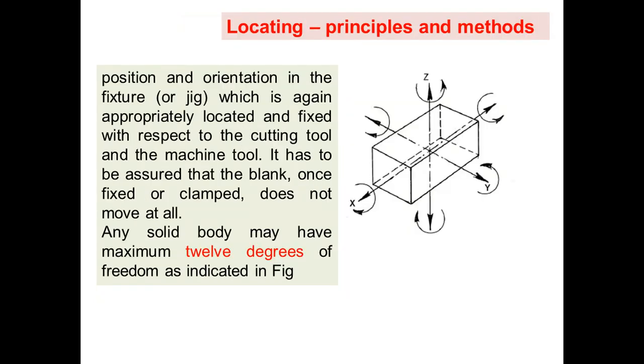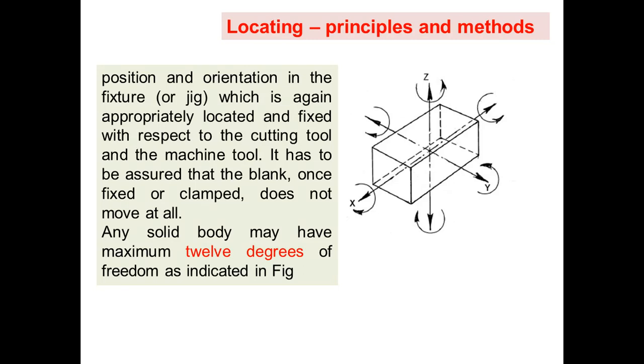Now when we are talking about locating, first of all we should understand the concept of degree of freedom. If you see any component in space, you will observe that it has a total of 12 degrees of freedom. So what are those 12? Three along the x axis, positive x, positive y, positive z, negative x, negative y, negative z, and then rotation about the x axis in clockwise and anti-clockwise direction. In the same way rotation about y and rotation about z. So 6 linear degrees of freedom and 6 rotary degrees of freedom. So like this we have the 12 degrees of freedom.